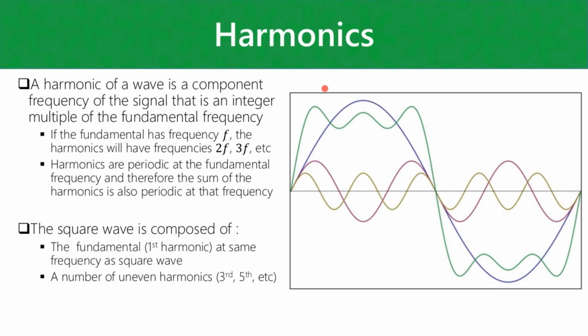And we actually use Fourier's ideas when we design filters to filter out high and low frequencies from a signal. All right, but in any case, a harmonic is basically a component of the frequency of a specific signal that is an integer multiple of the fundamental frequency. Your fundamental frequency is essentially the frequency of your signal that you can measure. And then the harmonics will have frequencies of 2 times the fundamental, 3 times the fundamental, 4 times the fundamental, and so on.